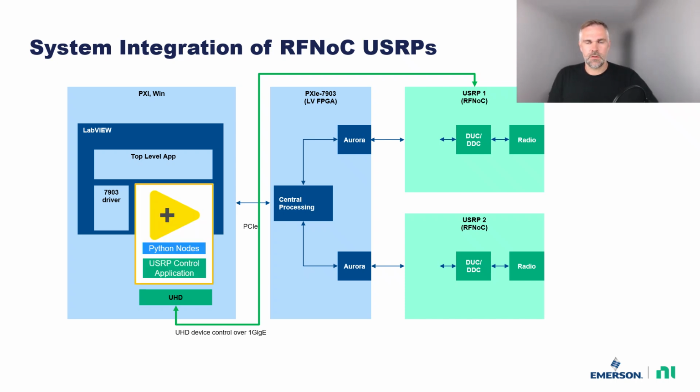In UHD 4.9, we added documentation and an example how to control an RF NOC-based USRP from LabVIEW using Python nodes. We also added 100 gigabits per second Aurora support for use with the USRP X400 series. And Aurora essentially enables you to stream high-rate IQ data from or to another FPGA target that also supports Aurora.